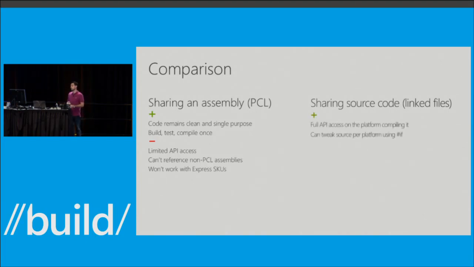Sharing source code. Full API access on the platform that's compiling it. This is really important. The platform is compiling this code. So you have full API access. You can do anything you want. And you can tweak that source per platform using pound-ifs. Downside, I won't lie to you, code can become complex if you go crazy with compiler directives. There will come a point where you'll say, these files probably diverge a little too much. We might want to just copy-paste them and have them be independent files.